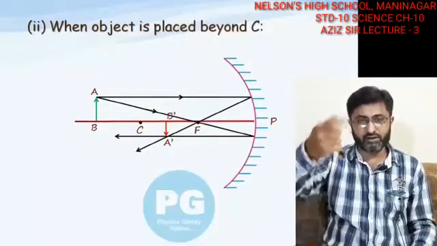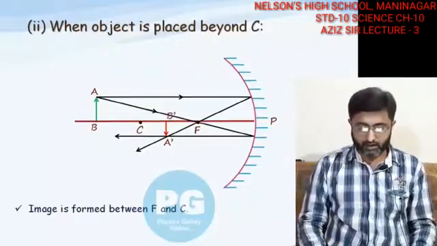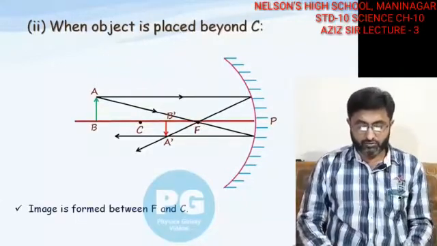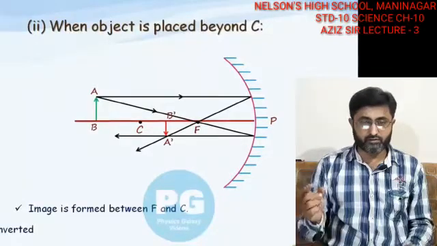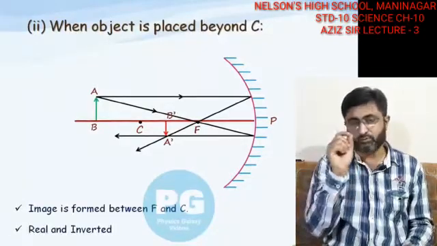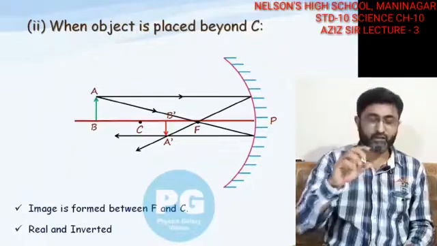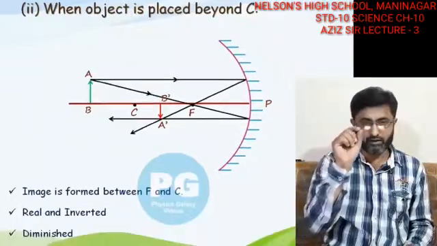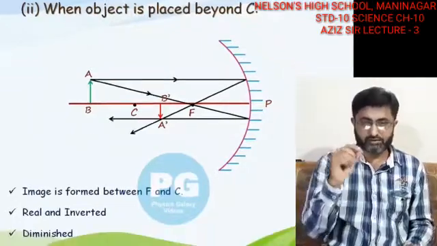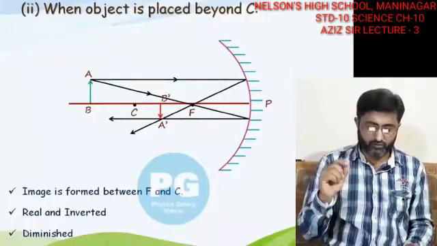At this point you are seeing that the image is inverted, and an inverted image is obtained. So what is the position of the image? The position of the object was beyond C, but the position of the image is between C and F. C and F means center of curvature and focus.